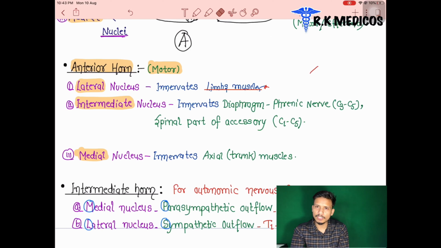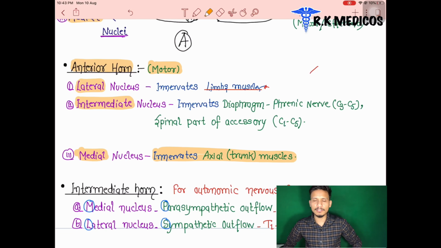The medial nuclei perform their function by innervating the axial truncal muscles. The medial nuclei are situated nearer to the middle part of the spinal cord, and they supply all the truncal muscles. What are the muscles of the trunk region? It means the middle part of the body, that is the chest region, abdominal region or pelvic cavity. These are the biggest portion. So all the muscles located in this region are supplied by the medial nuclei of the gray matter of the spinal cord.